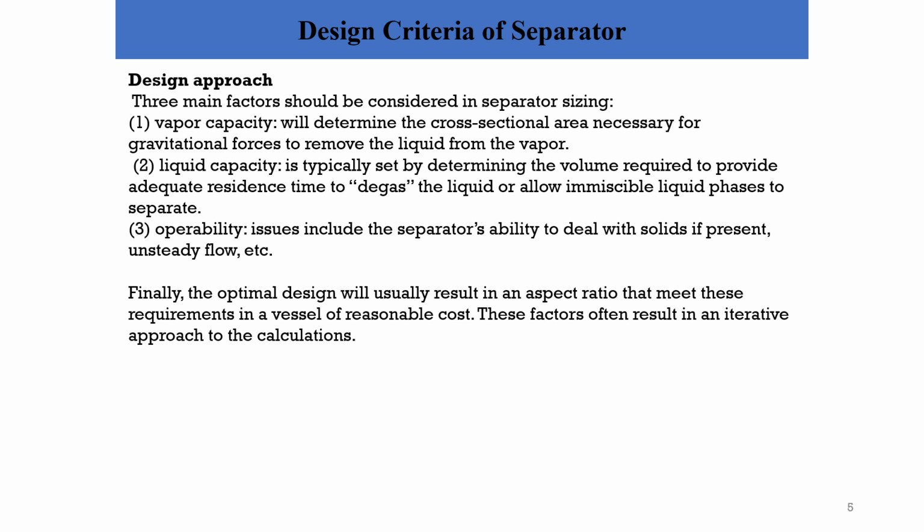The second one is the liquid capacity, where the liquid capacity will determine the volume required to provide adequate residence time, which means that we will look at the total volume, or the height, of the separator that's required to do the separation between the gas and the liquid, and allow the degassing of the liquid stream, and also allow the separation in case you have two immiscible liquid phases, which is the case when we talk about three-phase separators.